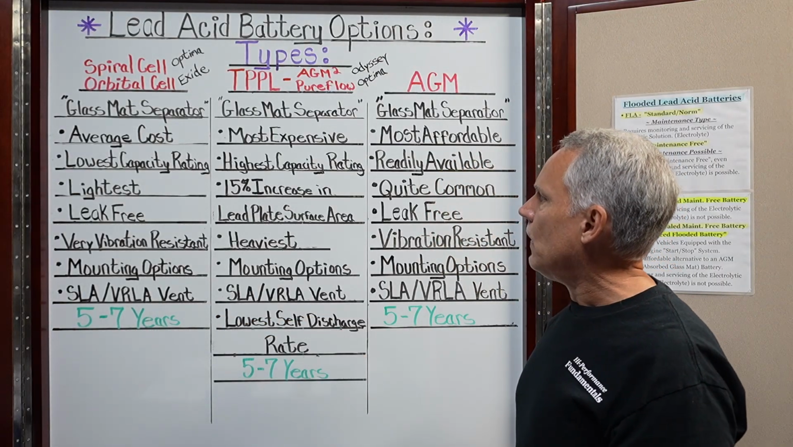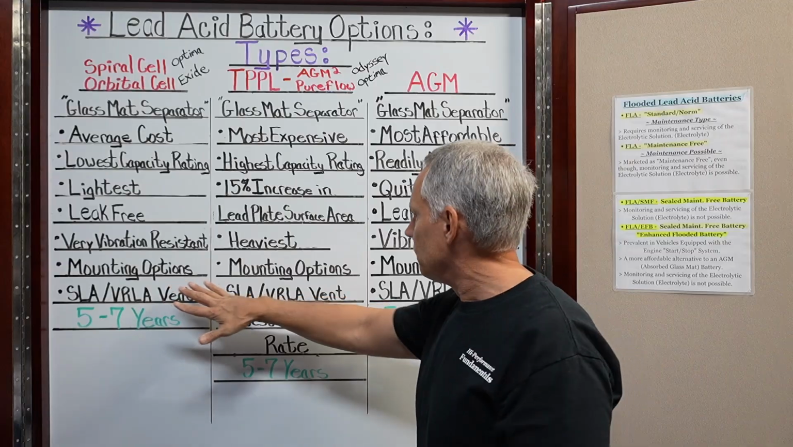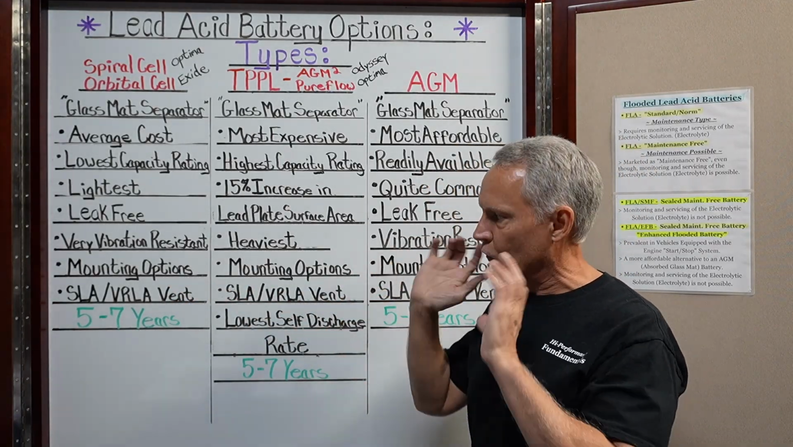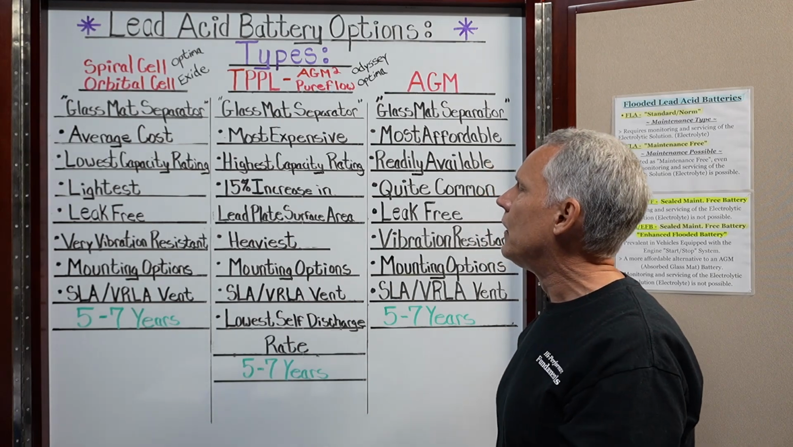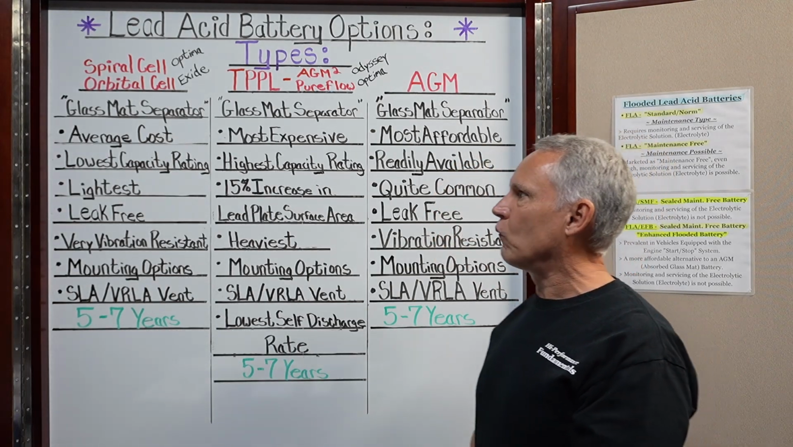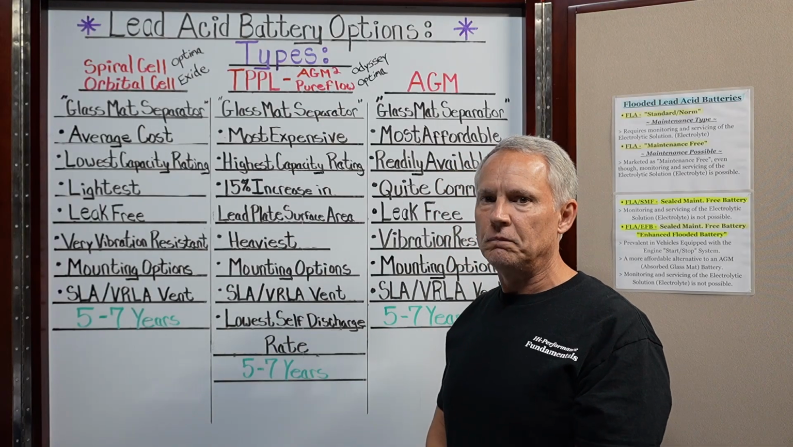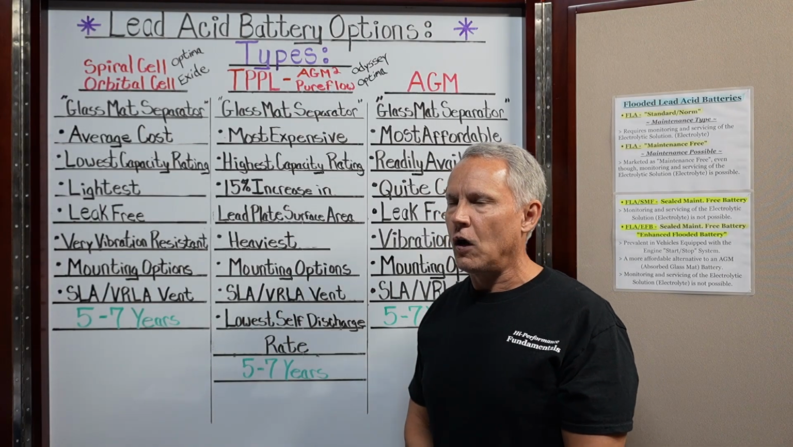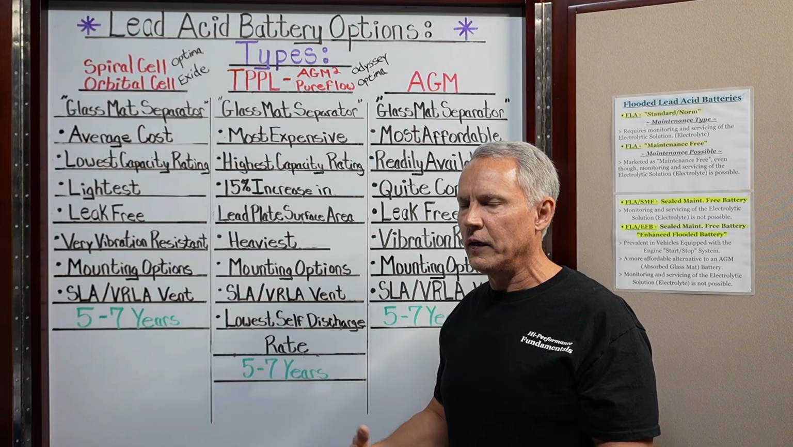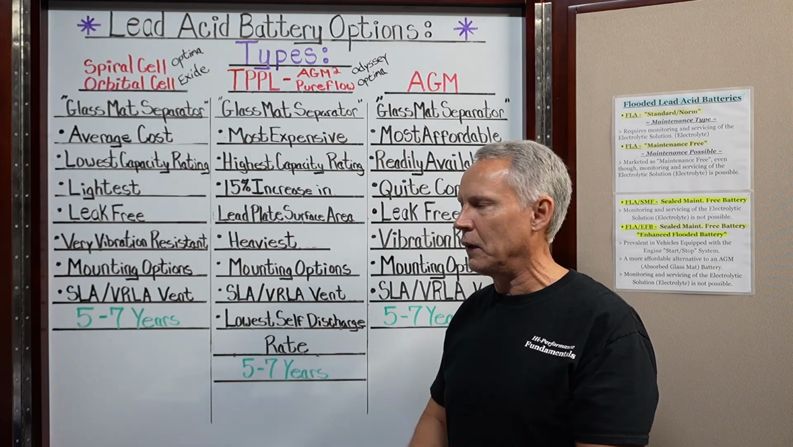Okay, so anyhow, mounting options, all of them can be mounted like we talked about. You can mount them on their sides. You just can't mount them upside down, or what they call inverted. But all of them are really good options in my mind. I don't like dealing with liquid lead acid. In my lifetime, I've worked on a lot of high-end German import cars and high-end American domestic cars, Cadillacs and Lincolns and what have you.